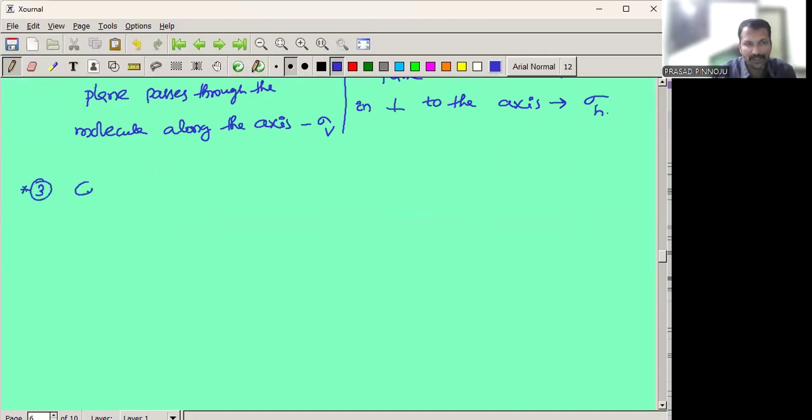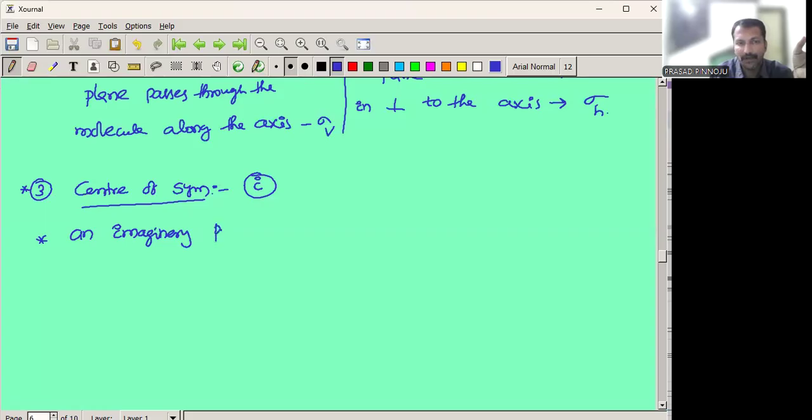Third one, center of symmetry. What is meant by center of symmetry? I, sir, identity, opposite to each other. Yeah. So it is represented with I. In the above definitions, in the first one I took a line, in the second one I took a plane, in the third one an imaginary point. Imaginary point, from this, same groups present at same distance.